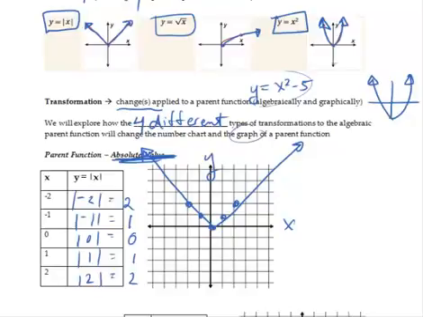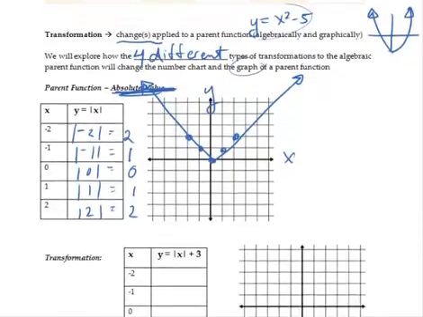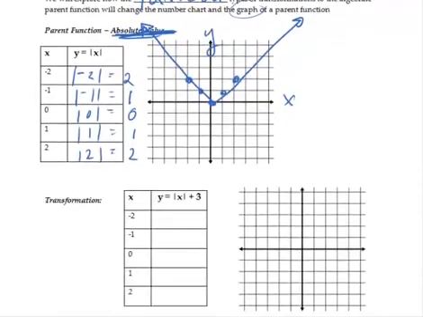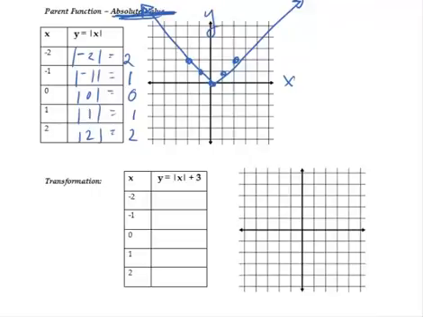Okay, and now what happens when we add a change, when we add a transformation? This little guy in here, he's a transformation. He's something different that we didn't see before. So we're going to plug in the same x values again, see how it changes the numbers, and then look and see how it changes the graph. So absolute value of 2 plus 3.